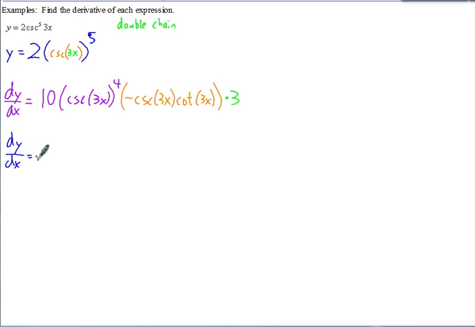And then to simplify, we can pull the constant 3, the negative, and the 10 out front to use negative 30. And we get cosecant of 3x to the fourth times, actually, up to the fourth. We've got times another cosecant of 3x, so actually it's to the fifth. And then times cotangent of 3x.